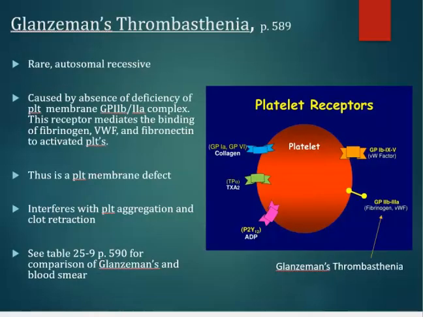The next disorder is Glanzmann's thrombasthenia. This is a rare autosomal recessive disorder. It's caused by the absence or deficiency of the platelet membrane GP2B-3A. And if you look over here on our receptors image, it's this one right here that is affected. So this is a platelet membrane defect. It interferes with platelet aggregation and clot retraction. So again, platelets cannot carry out their proper function to help stop bleeding.